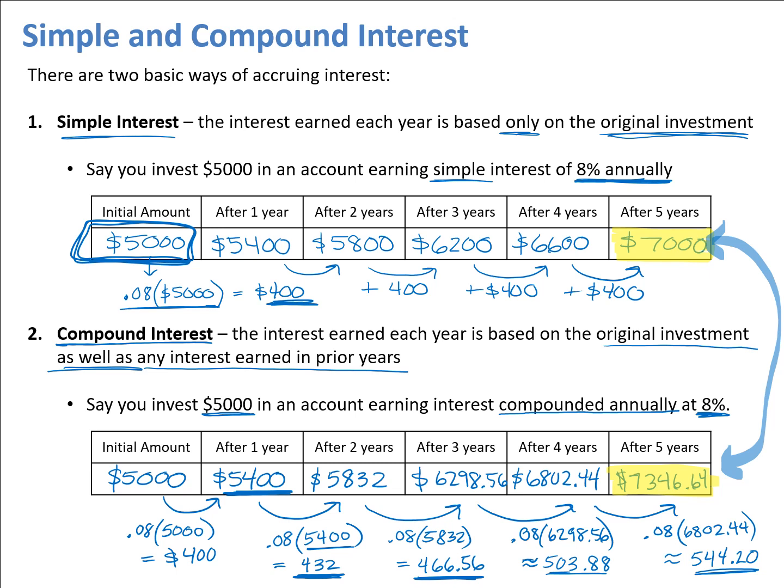But if we are going to invest in the long term, as you can see, just in 5 years, by having compound interest, I've earned about $350 extra. And you can imagine if you were investing 20 years, 30 years, that compound interest is going to make a big difference.